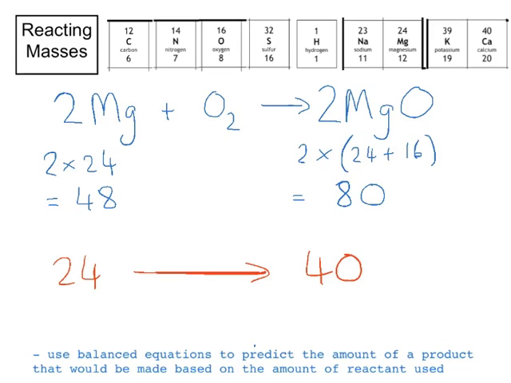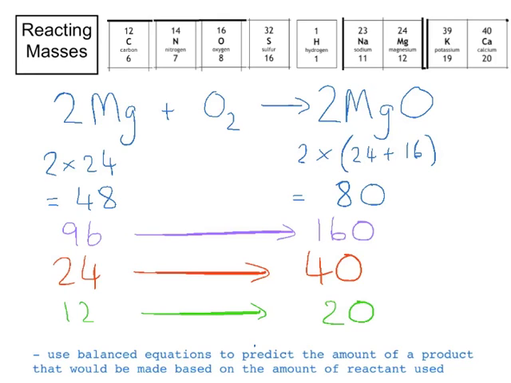Everything, this is just using ratios. If I use half the amount of magnesium, I'm going to make half the amount of magnesium oxide. But to work out how much magnesium oxide I would make from a certain amount of magnesium, the first thing I've got to do is work out the relative masses. Similarly, if I use 12 grams of magnesium, I would make 20 grams of magnesium oxide. If I use double the amount of magnesium, so say I use 96 grams of magnesium, that would react to make 160 grams of magnesium oxide, and so on.